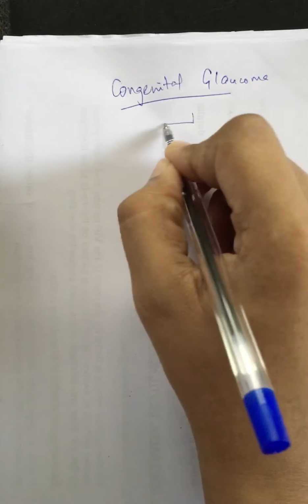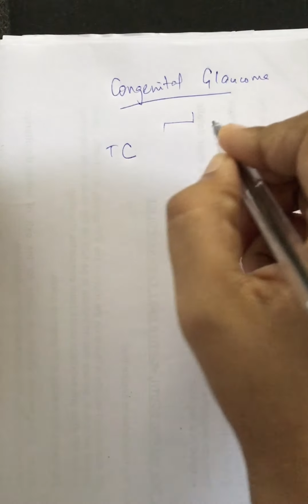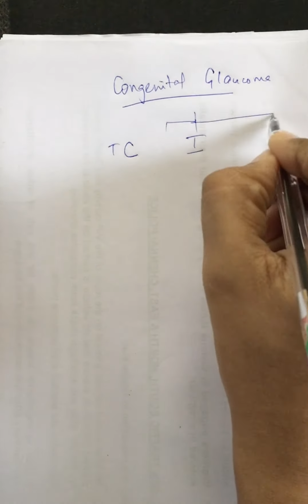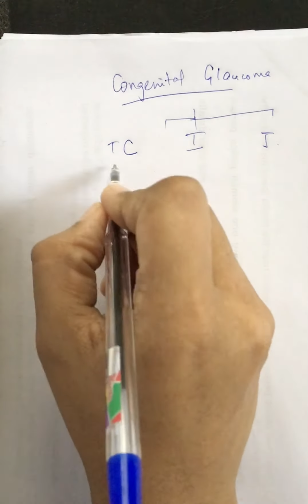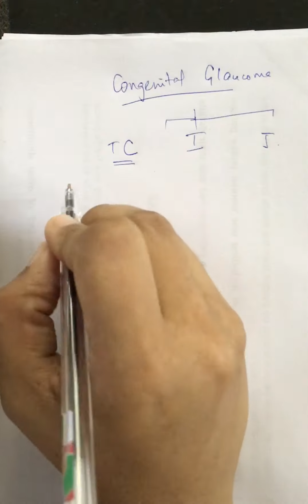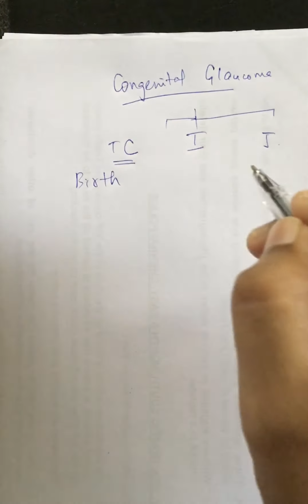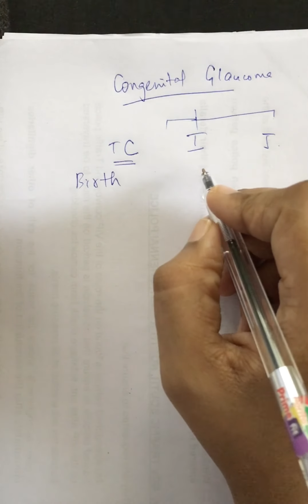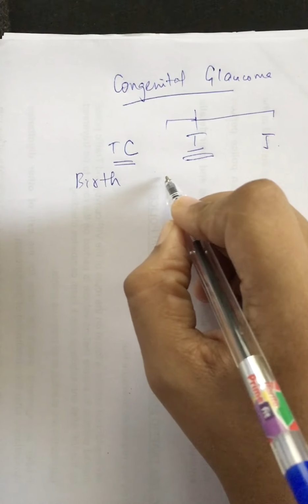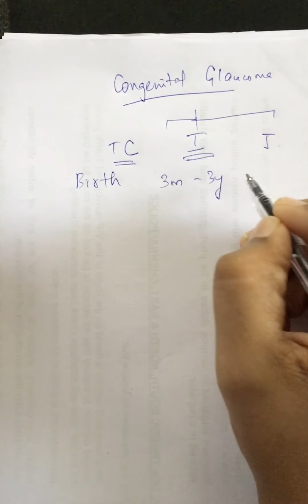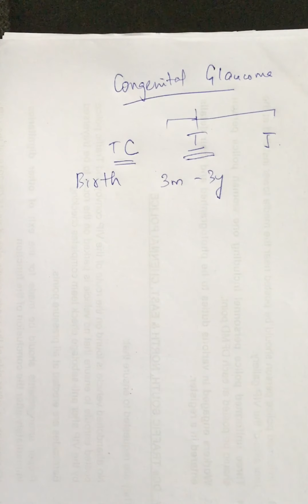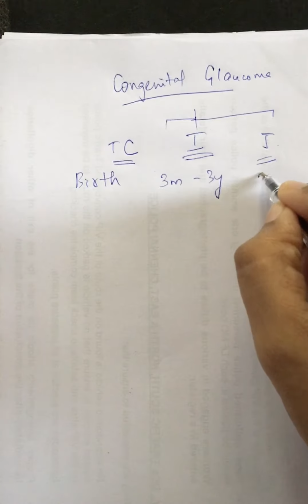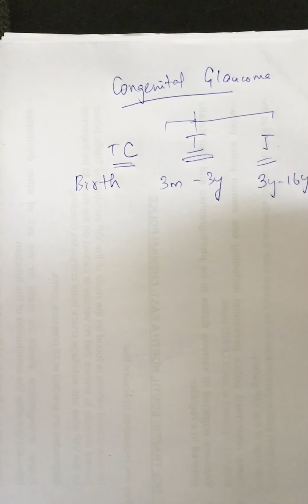We divide it into true congenital glaucoma, infantile glaucoma, and juvenile glaucoma. The true congenital glaucoma is the one which is present at birth. Infantile glaucoma is somewhere around the infant age, around 1 year, on average between 3 months and 3 years. The third one is juvenile glaucoma, meaning 3 years to 16 years is the cutoff value.